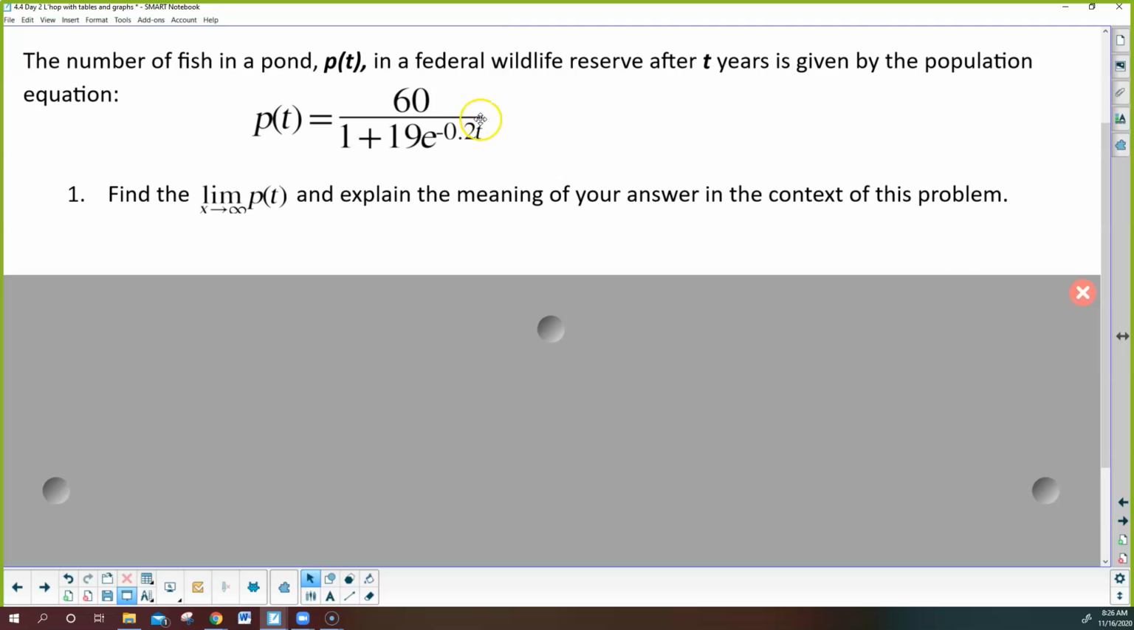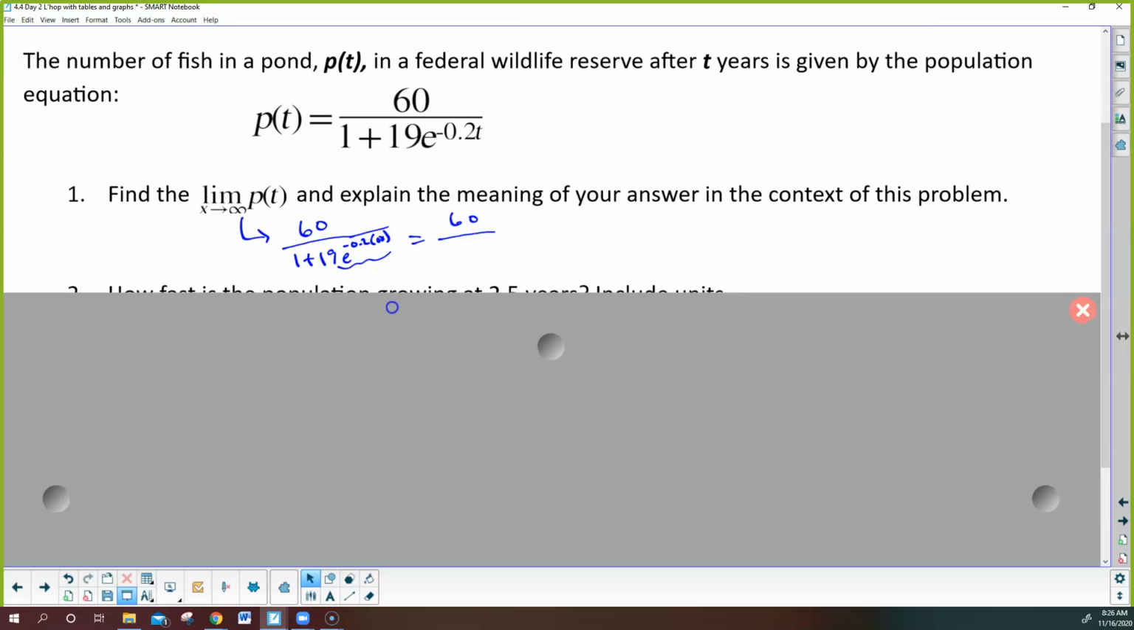You could plug infinity in here. And I might just show you this one really quick just so you see what this would look like. If I evaluated the limit and I just plug in infinity for t, well, what happens then is this whole part right here really becomes e to the negative infinity, which we saw the other day is basically 0. So e to the negative infinity turns into 0, and 0 times 19 is 0, which gives me 60.